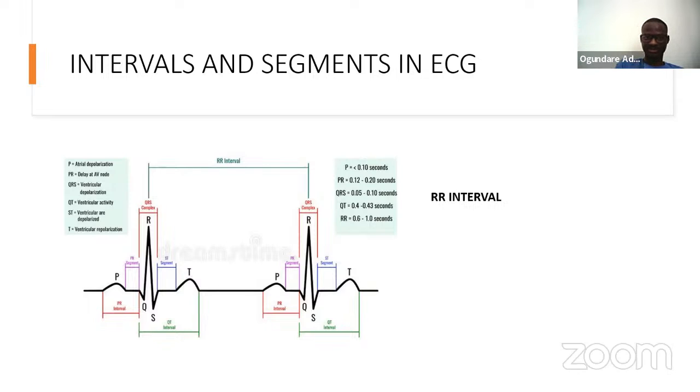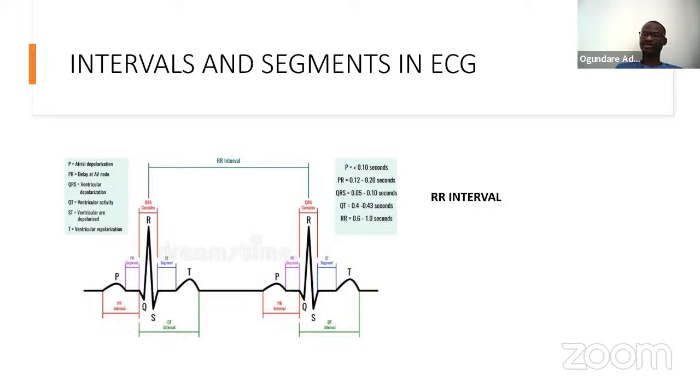Like you can see on the screen here, this is an R wave. R wave, that's the tallest. You can see that's the peak of the ventricular depolarization, and you can see it here as well. Okay, so when you have two consecutive R waves, the distance between the two of them, we can measure that as RR interval.